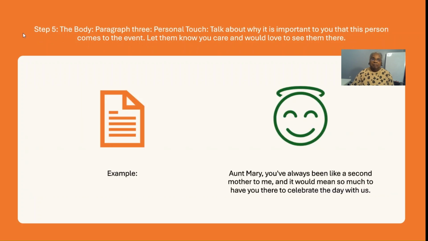Step 5. In the body, you want to add a personal touch. Talk about why it is important to you that this person comes to the event. Let them know you care and would love to see them there. For example, Aunt Mary, you've always been like a second mother to me, and it would mean so much to have you there to celebrate the day with us.